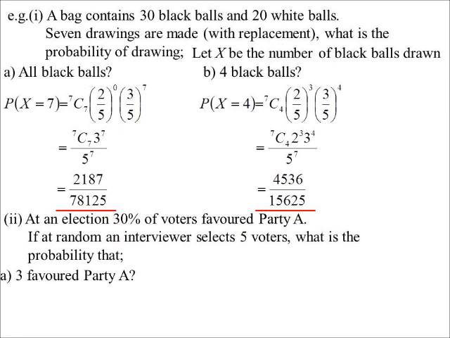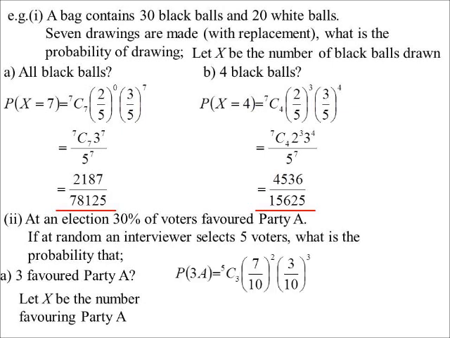We've done some surveying, and we know that at an election, 30% of the voters favoured party A. So at random, we're going to select 5 voters. Probability that 3 of them favoured A. So X is going to be the number of people favouring party A. Probability that X is 3, well, that'll be 5C3.